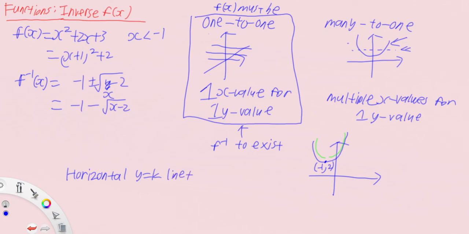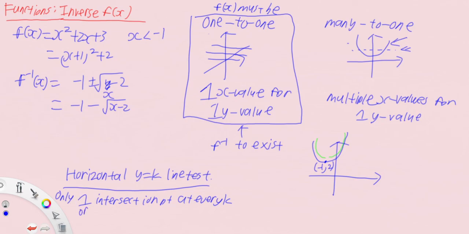where there is one intersection point. Actually, I should add, only one intersection point at every k, or only one or zero. Yeah, only one or zero. Okay, so this is the existence of an inverse function.